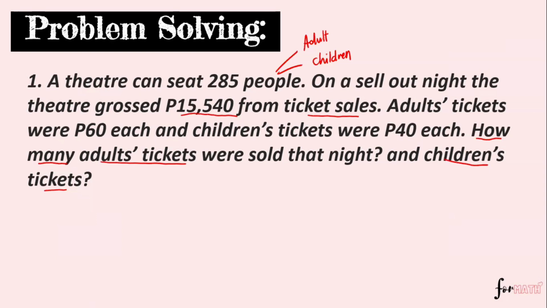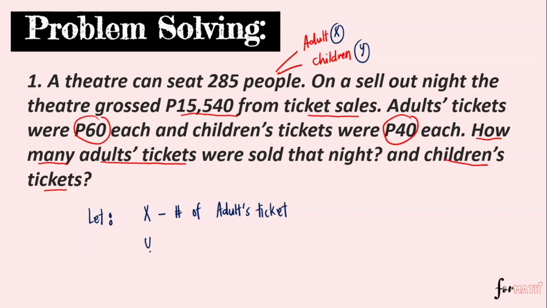The 15,540. And then the ticket for the adult costs 60, and the ticket for the children costs 40. So in this case, let's assign variables. We have two kinds of people, adult and children. Let's say your adult is your variable x, and children is your variable y. So x is the number of adult's tickets.